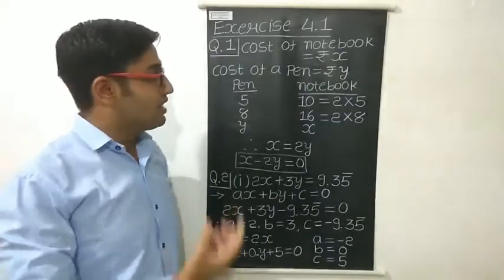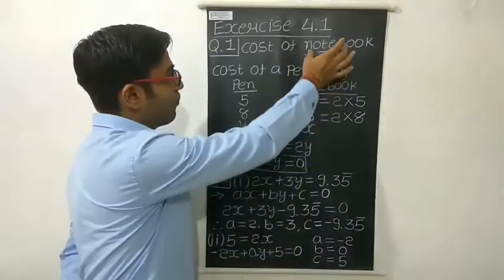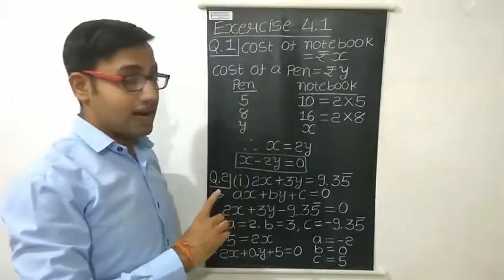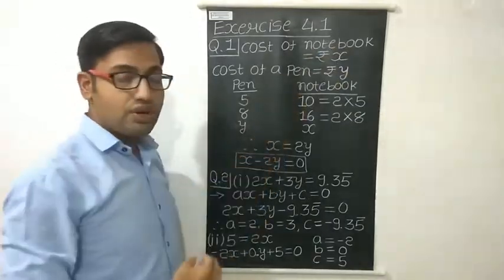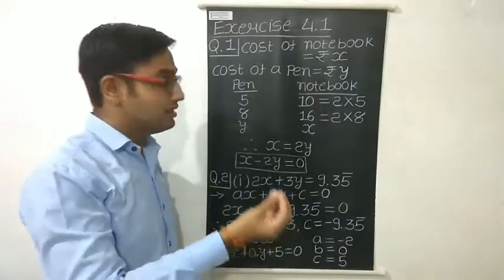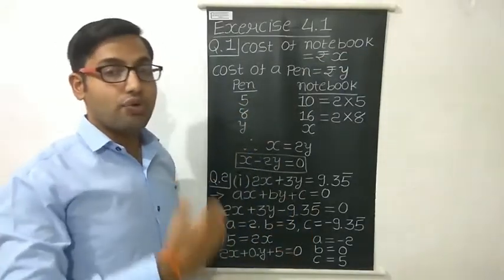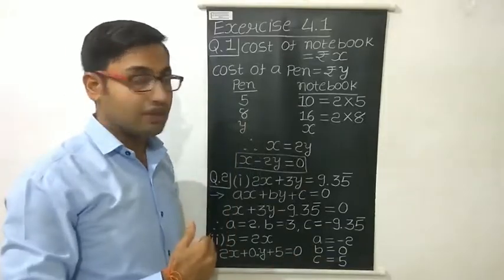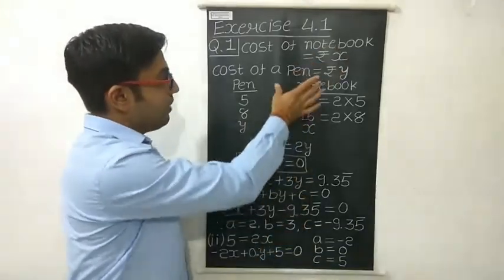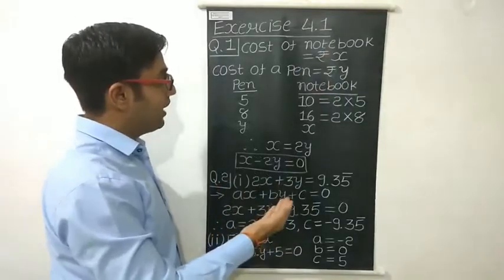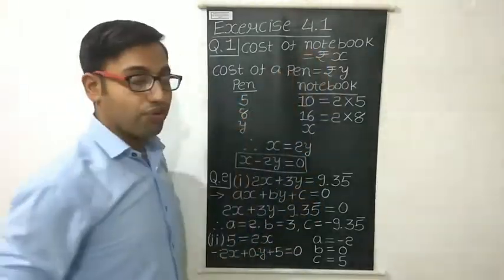Now one thing that relates the cost of the notebook and the cost of a pen in the given question is that the cost of the notebook is twice the cost of a pen. Now what is the meaning of twice? Twice means double. Whatever the cost of a pen is, if we double it, we get the cost of the notebook.